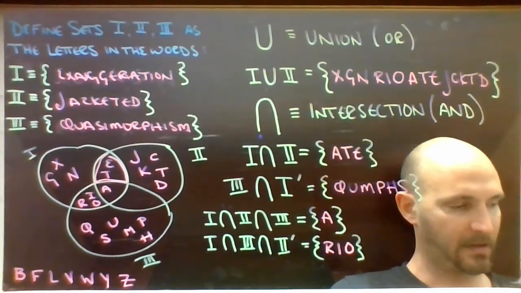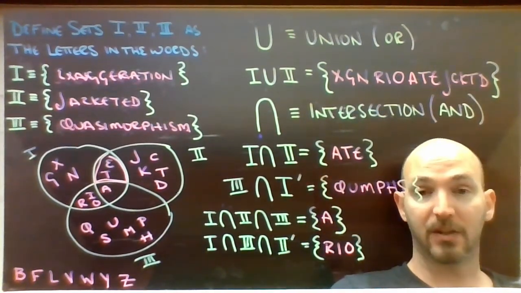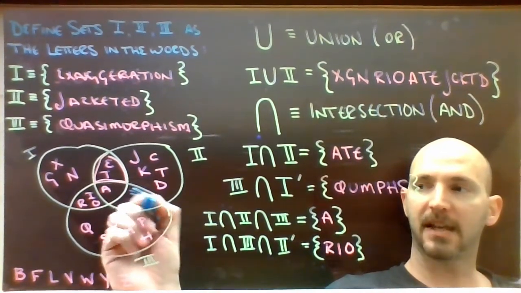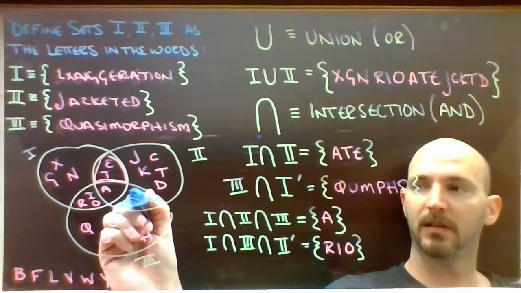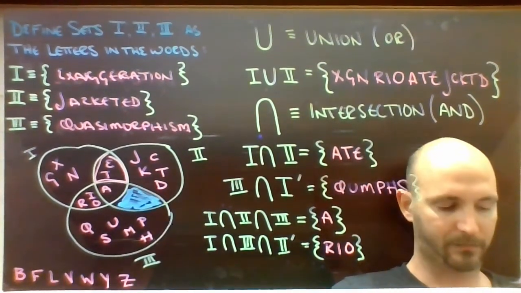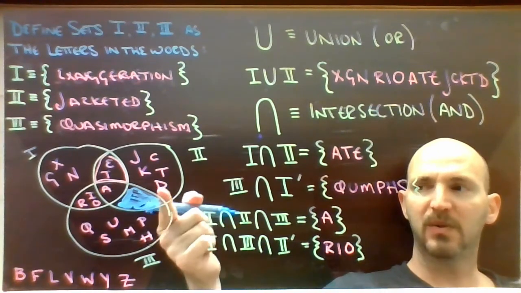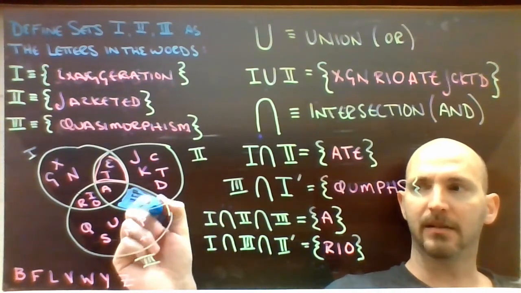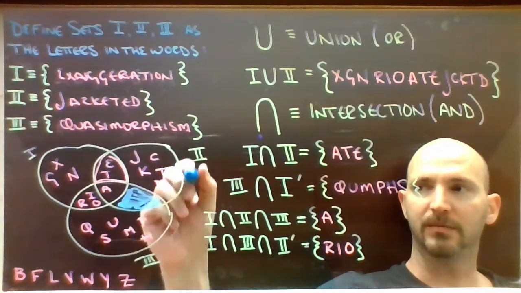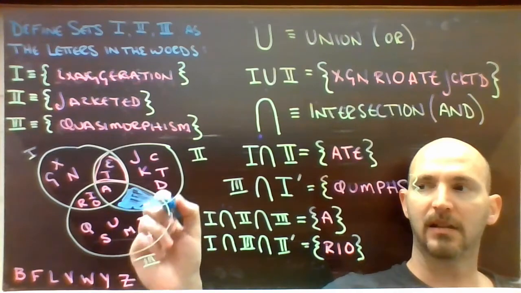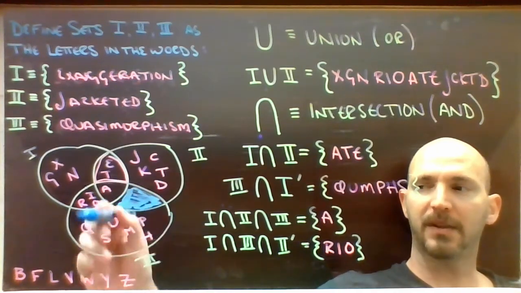Lovely. So the last thing I'd like to do on this particular diagram is to name this segment here. I'm going to pick that one just because it happens to be empty. So that blue spot there is in this circle. It would be the letters that are in jacketed. It's also in this circle.